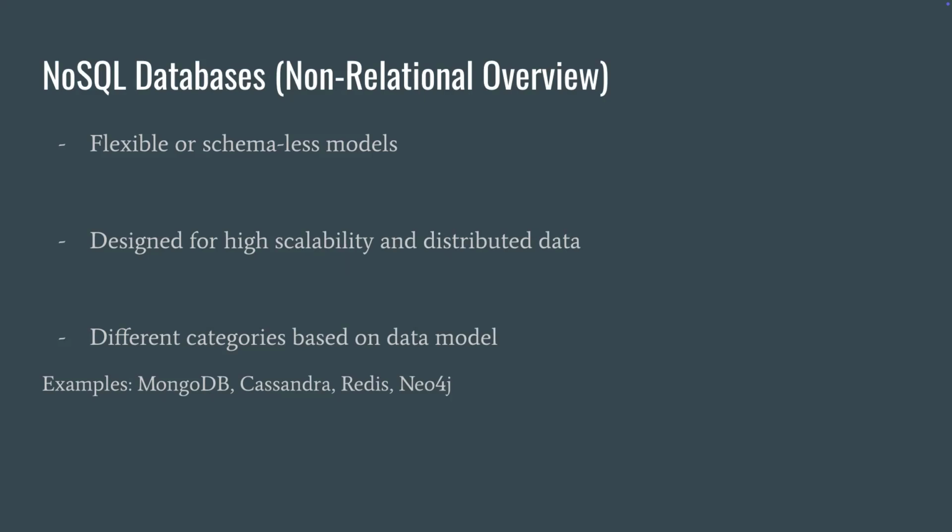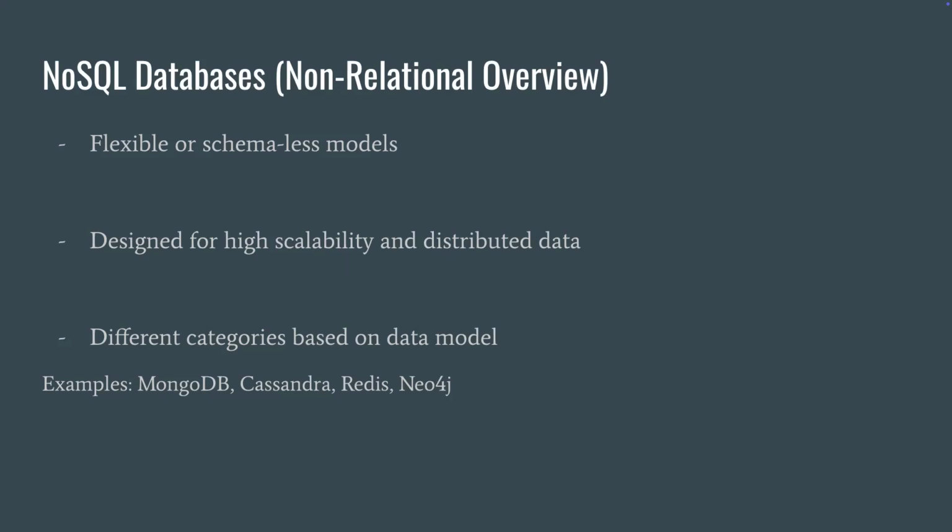And within the NoSQL universe, you can divide into four main categories. First would be key value database. Second would be document database. Third, column family. And fourth is graph databases. Each category addresses specific use cases.